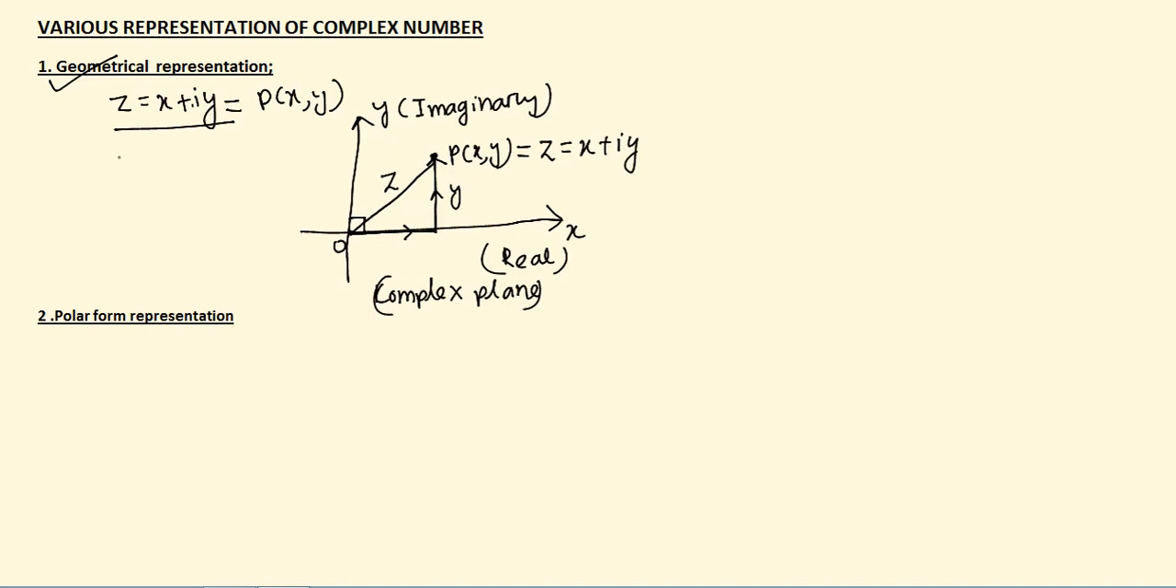The modulus of this complex number can be written as square root of x square plus y square, and here the complex number makes an angle theta with the real axis, and that is known as the amplitude of the complex number. We can find its value as tan inverse y upon x. This is also called the argument of z.